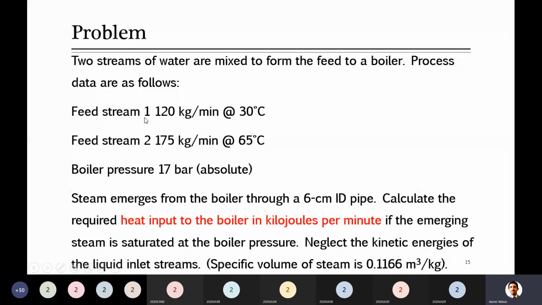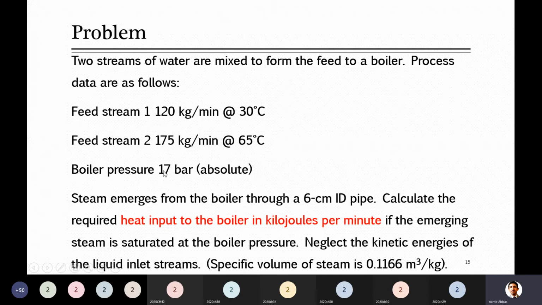Feed stream 1, its flow rate is given here 120 kg per minute, and it is available at simply 30 degrees C. While feed stream 2 is available at 175 kilogram per minute, they are the flow rates of these streams, and it is available at 65 degrees C, meaning two streams are entering the boiler and they have different temperatures.